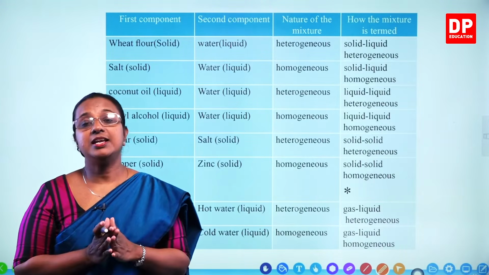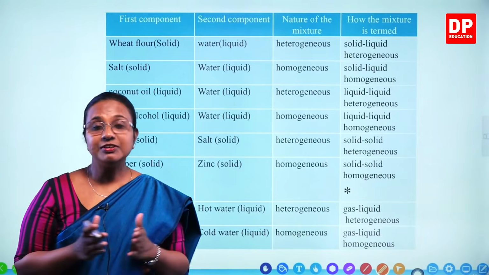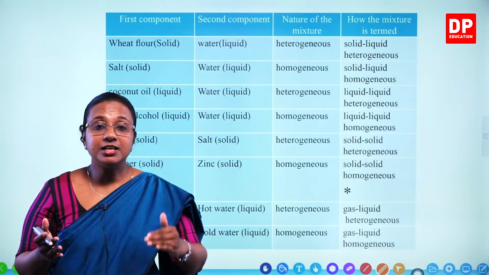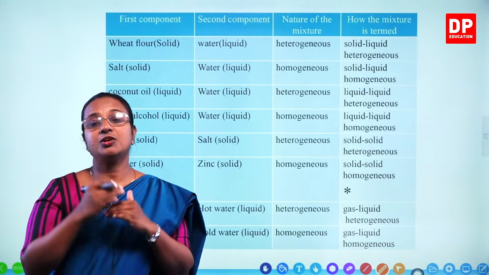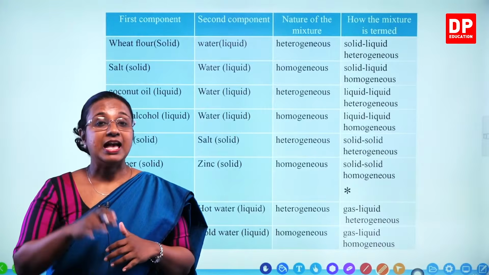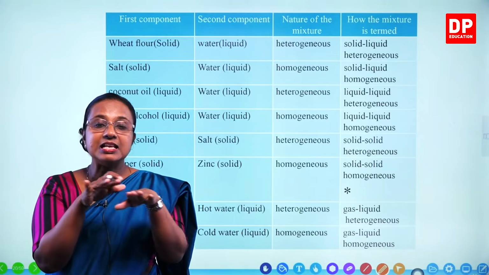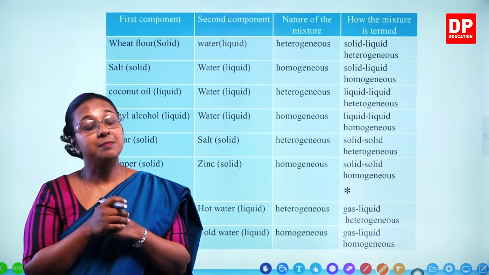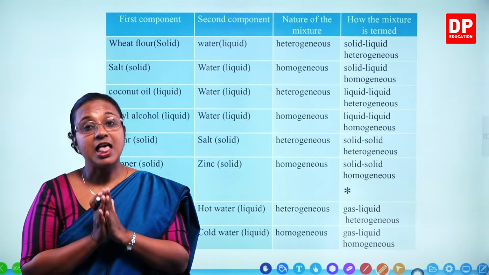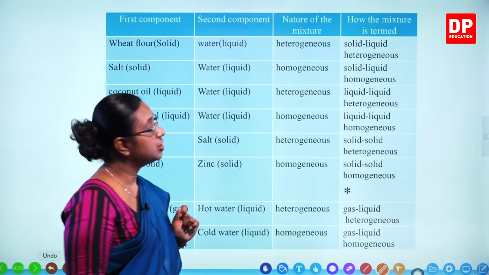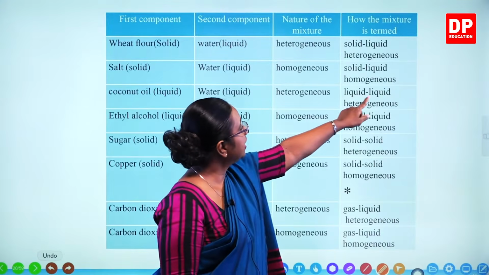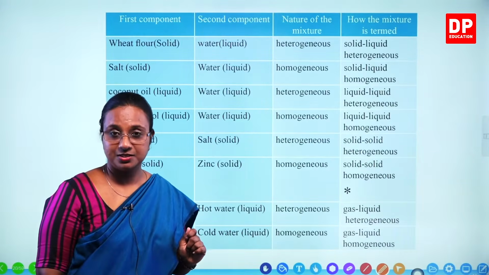But once you let it stand for just 10 to 15 minutes, you can see that the water layer will be at the bottom and the coconut oil layer will be at the top. They separate into 2 layers completely. And at the interface, slightly the water and the coconut oil will mix with each other. So they don't mix completely well. Therefore, they form a heterogeneous mixture. Because both are liquids, we call it a liquid-liquid heterogeneous mixture.